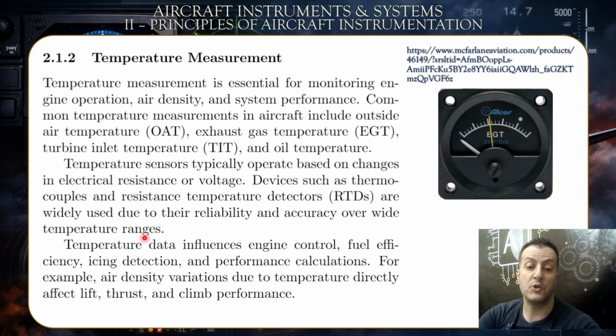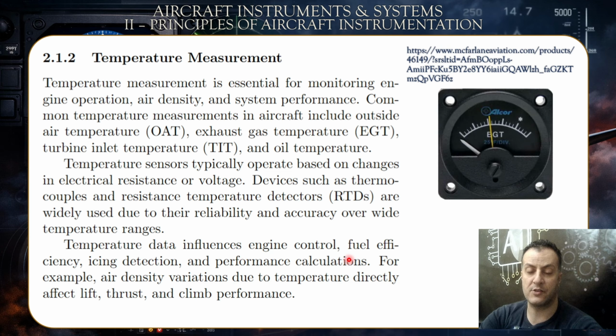Now, temperature data influences engine control. Also fuel efficiency, because when you have an overheat, it changes things. And icing detection. When the resistance is so low, it means that you have icing. So the current fully passing through the conductor is not always a good thing. If you have a maximum current, it means that it's so cold and freezing that you need to de-ice where you have placed this sensor. So the temperature data is very important.